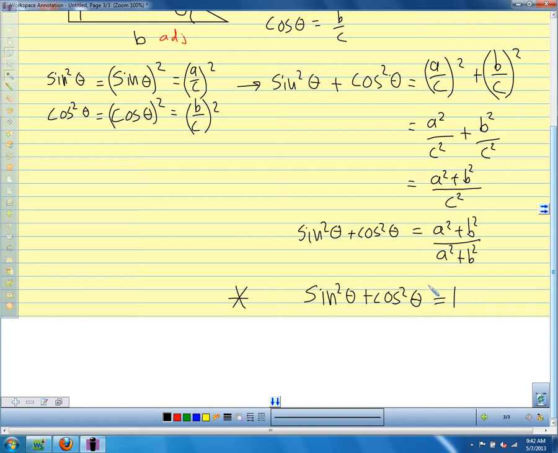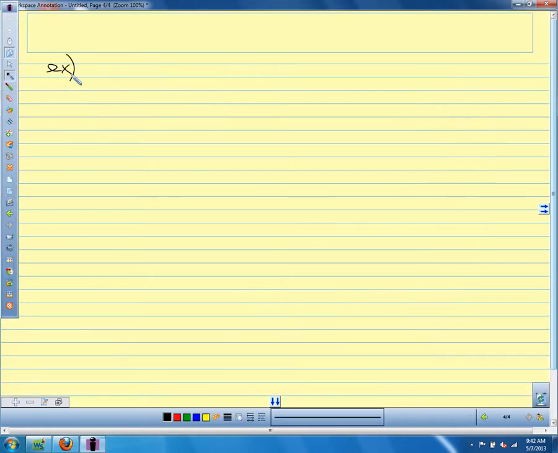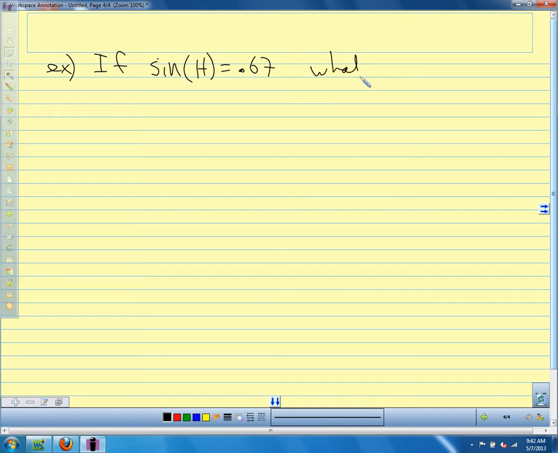So questions on that? All right, so the way the homework is going to work is you will have several problems that have to do with this Pythagorean identity. So let me work through some of those. So we're using this Pythagorean identity. The way those problems would look is the problem would say, if the sine of h equals 0.67, what is the cosine of h?